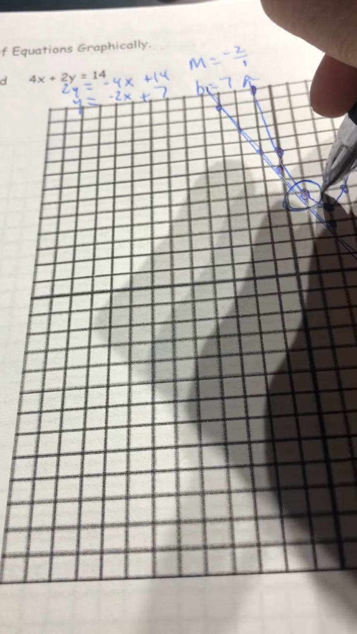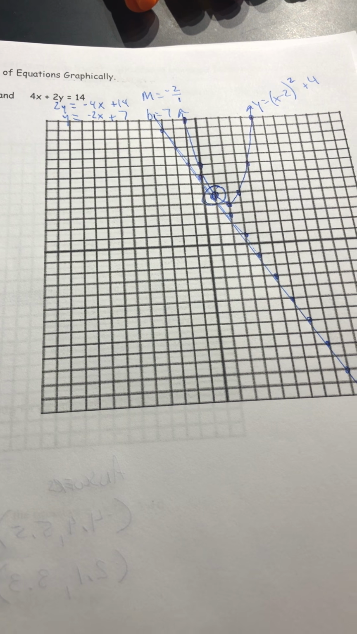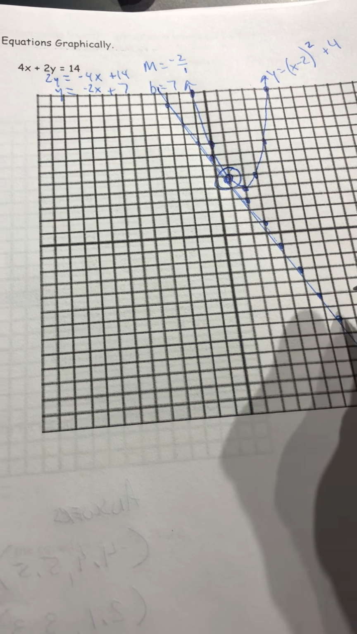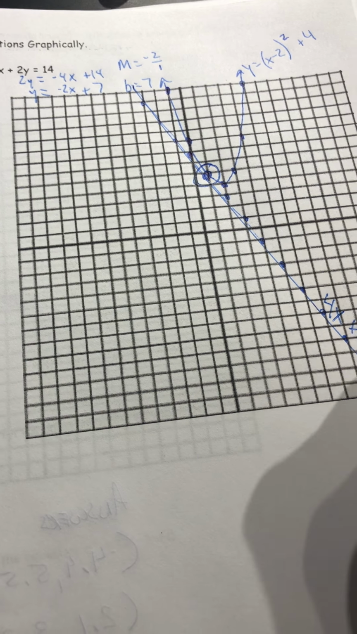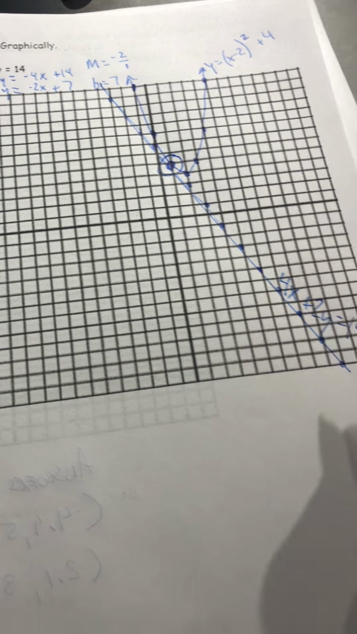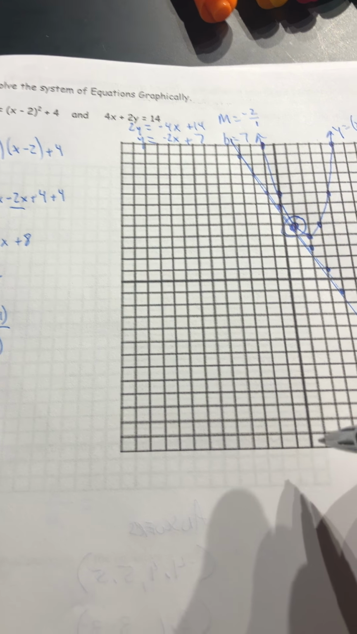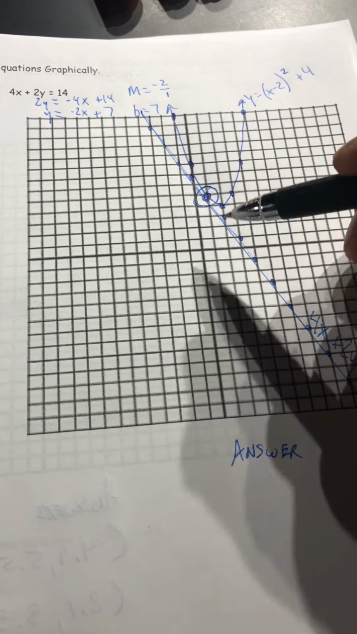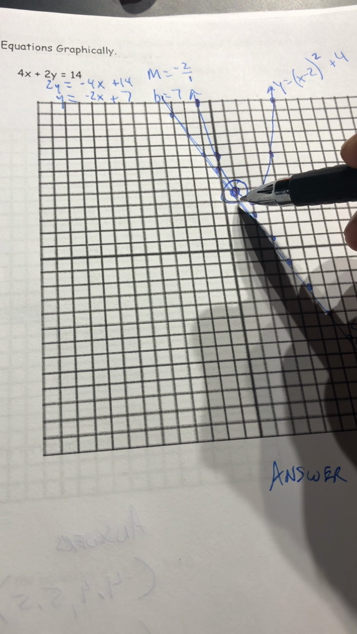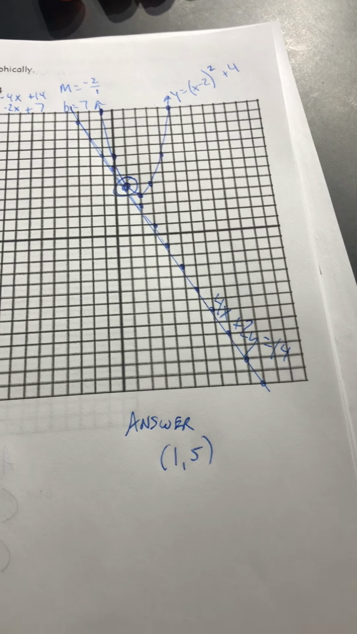Now, looking at this, I have one solution. It's right here. So I have one answer. I'm just going to show that right now, but I am going to label this with the original equation, 4x plus 2y is equal to 14. My answer, because it says solve at the top, solve the system of equations graphically, is going to be (1, 5).